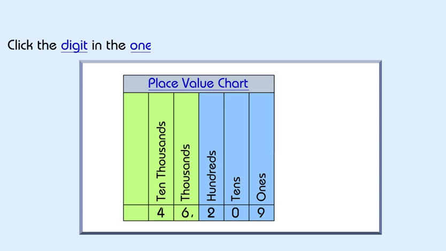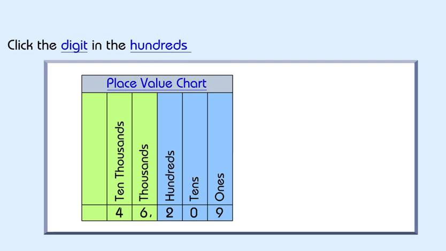Click the digit in the ones place to see its value. Click the digit in the tens place to see its value. Click the digit in the hundreds place to see its value.